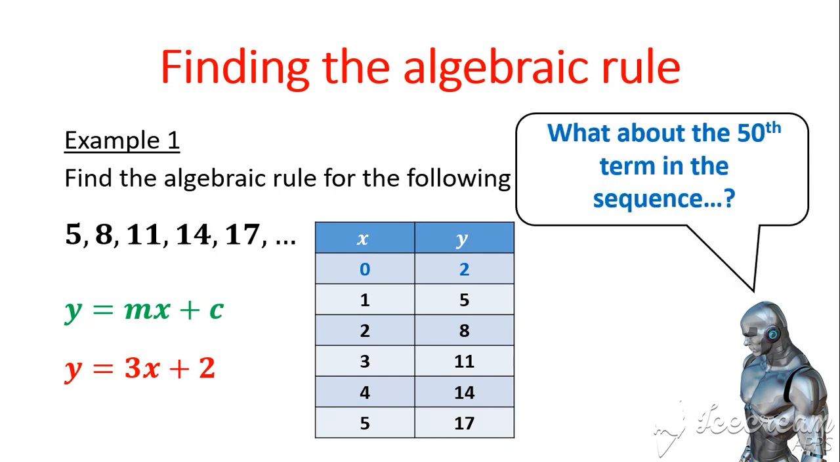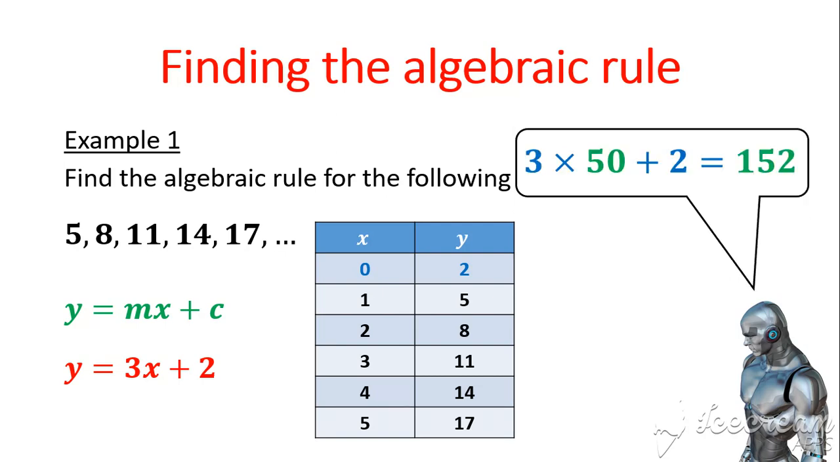Now we can use the rule to work out the 50th number. If we want to know the 50th number in the pattern, we just go 3 times 50, which is 150, plus 2 more, giving us 152.